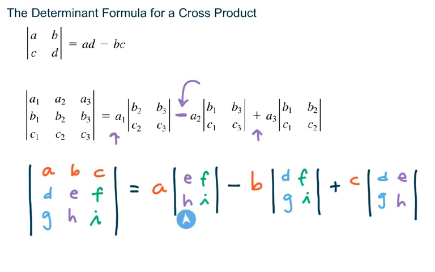Lastly, once we've set it up like this, that A is going to be multiplied by that determinant, which in this case would be EI minus HF. Then we would continue that for the last 2 of the 3 determinants. So now that we know how to use this, let's talk about our determinant definition for calculating a cross product.